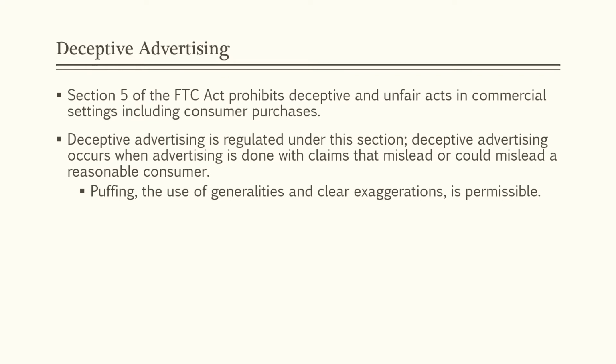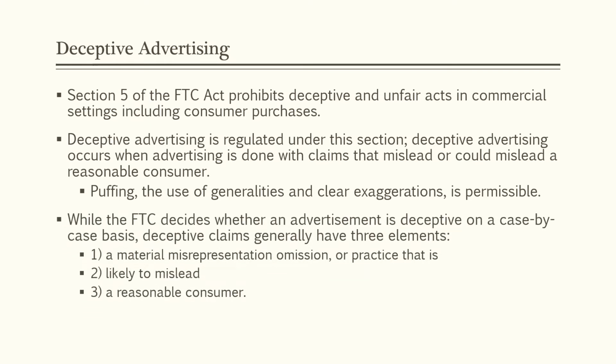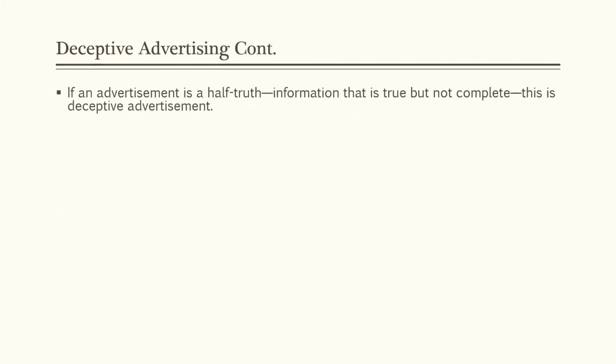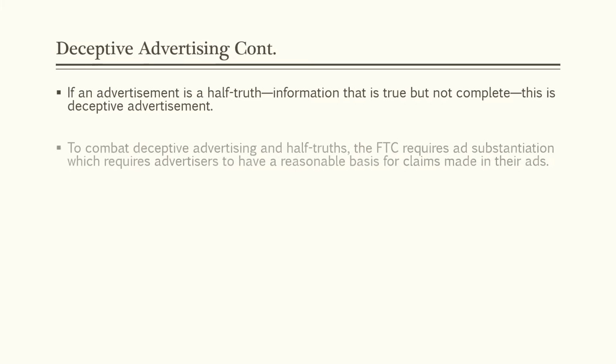Puffing, which is the use of generalities and clear exaggerations, is permissible. While the FTC decides whether an advertisement is deceptive on a case-by-case basis, deceptive claims generally have 3 elements: a material misrepresentation or omission or practice that is likely to mislead a reasonable consumer. If an advertisement is a half-truth, information that is true but not complete, this is deceptive advertisement.